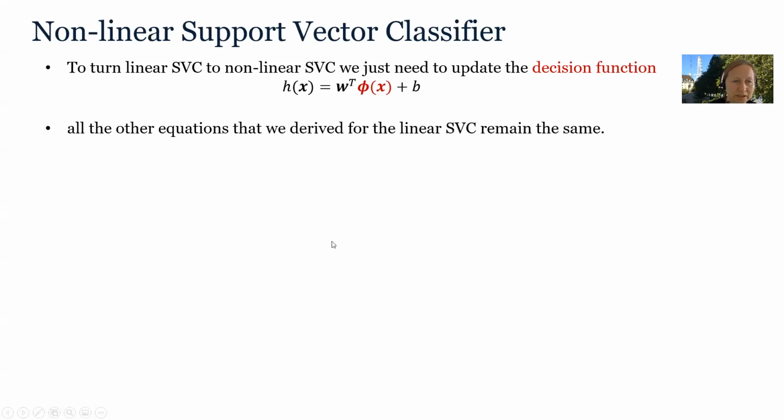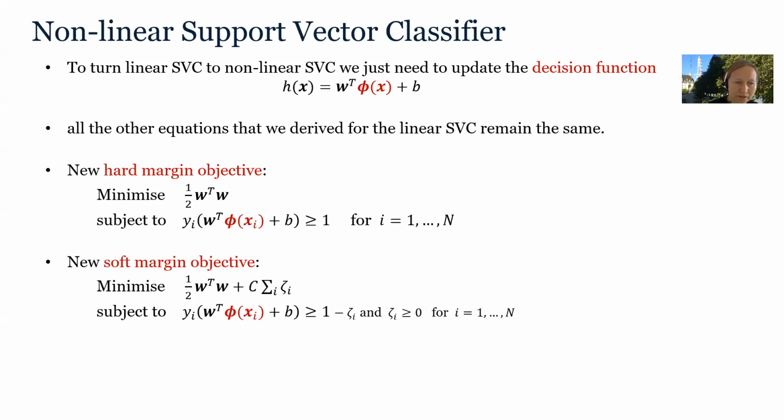To turn a linear SVC into a nonlinear SVC, we just need to update the decision function. You see that here we replace the feature vector x by the transformed feature vector phi(x), and all the other equations that we derived for a linear SVC remain the same. So here are the new hard margin and soft margin objectives. They are exactly the same as before, except that the feature vector has been replaced with the transformed feature vector.